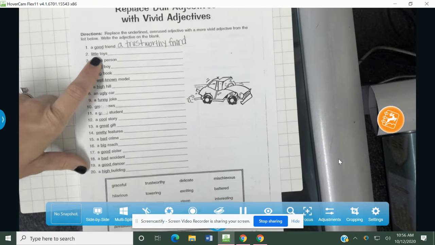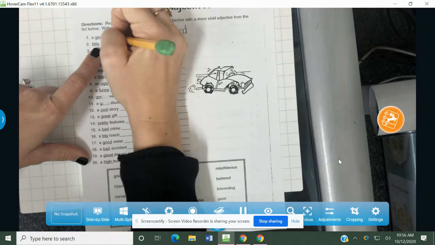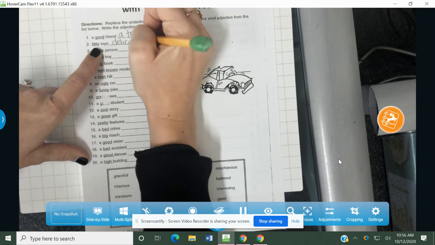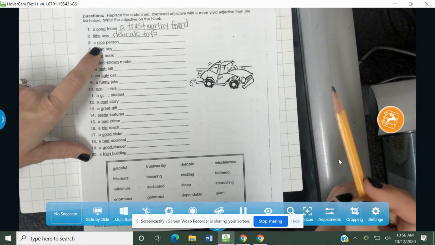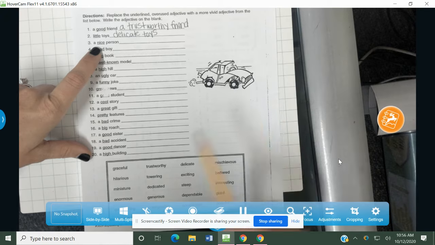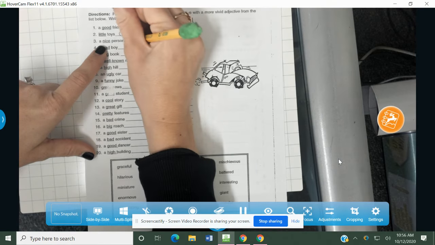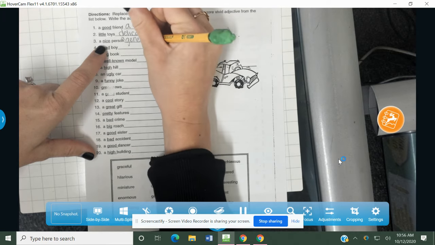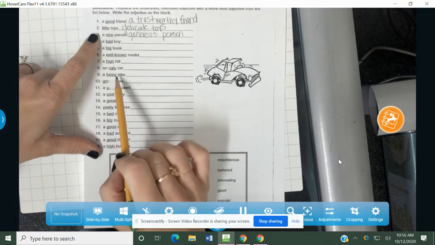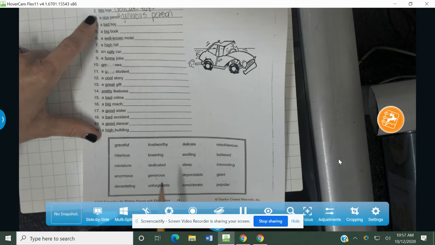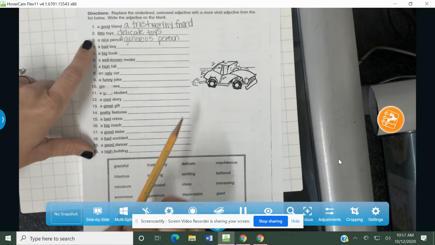Instead of saying little toys, I could say that they are delicate toys. Delicate toys. Instead of saying a nice person, I could say a generous person, because that also means the word nice. Generous. A generous person. Basically, you're finding the synonyms for the underlined words in the box provided for you. If you want to come up with your own, as long as they're good, juicy words for adjectives, you can go ahead and do that.